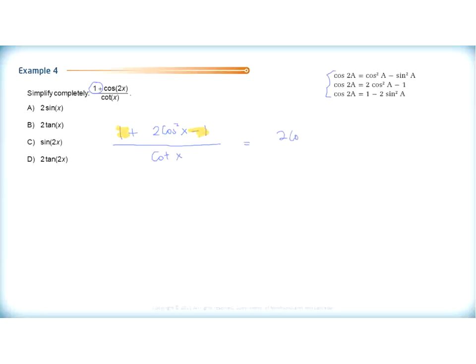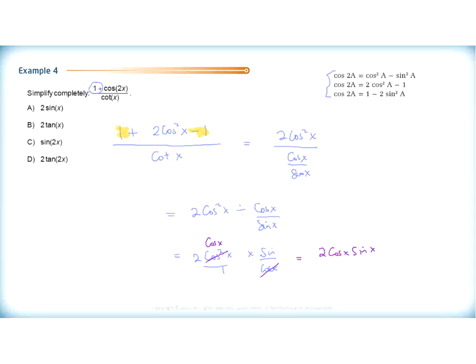So I'm simply left with 2 cosine squared x over cotan, which is cosine over sine. Now I need to rewrite that: 2 cosine squared x divided by cosine x over sine x, which becomes 2 cosine squared x multiplied by sine x over cosine x. You should recognize again that things will cancel here. I can cancel a cosine x with a cosine x, leaving me with a cosine x in the numerator, and I'm simply left with 2 cosine x sine x.